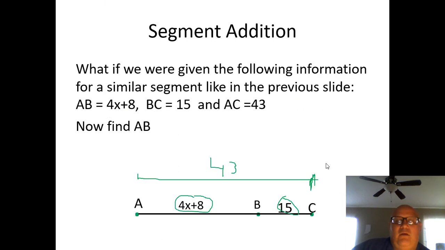So let's look at that. Here was what we got. AB is 4x plus 8. BC is 15 units. And it says AC is 43. There's a little sketchy drawing there, but I did that last second.